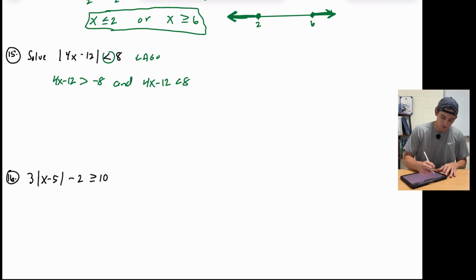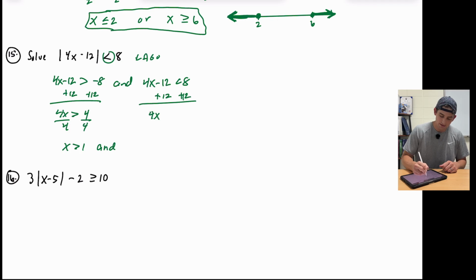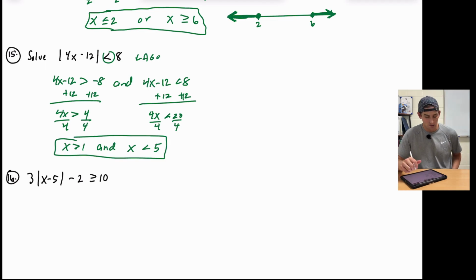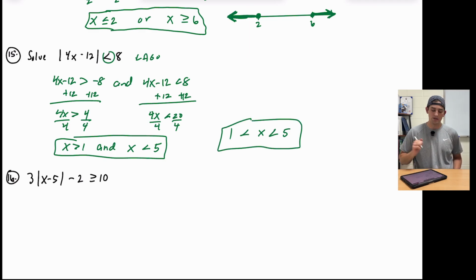So now it appears we need to add 12 to both sides. So we get 4x is greater than 4. Divide by 4, so x is greater than 1. And here let's add 12. So 4x is less than 20. We divide by 4, and x is less than 5. Okay? So now let's write that as a single compound inequality. So we would put 1 here, x in the middle, 5 on the right, and we are less than 5 and we are greater than 1. So that is what our single compound inequality would look like.